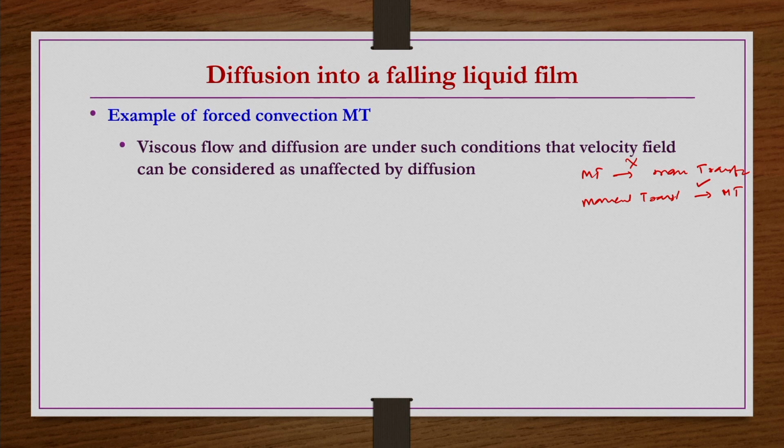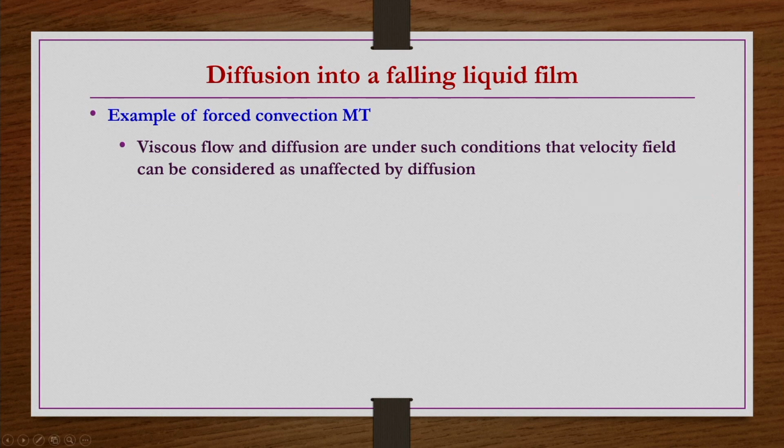This can be possible when diffusion is only taking place slightly. If it is taking place only slightly, then the liquid composition does not change much. So the liquid viscosity does not change, so then obviously its velocity distribution will not be affected, because here it is a thin film only.